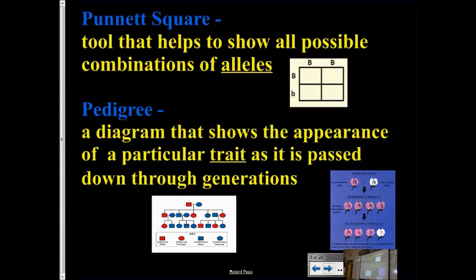So you might notice I underlined a key term. Punnett squares, it's alleles. Pedigrees, it's traits.